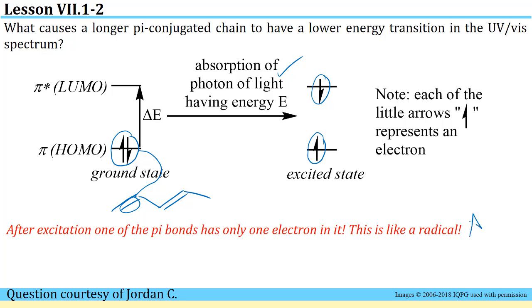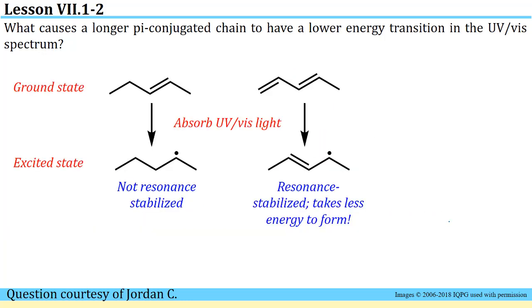The key thing is that after excitation, one of the pi bonds has only 1 electron in it, which we can think of as a radical. It's a little bit more complicated than that. There are things called polarons and solitons and bipolarons that are formed, but we think of all these different species like radicals. So if we think about that in a simplified way, using radicals that we're familiar with from our organic chemistry studies, we can think about a molecule that does not have pi conjugation and a molecule that does have pi conjugation.